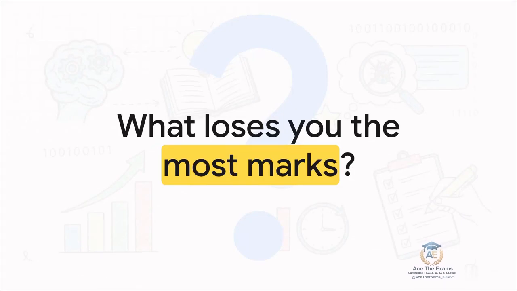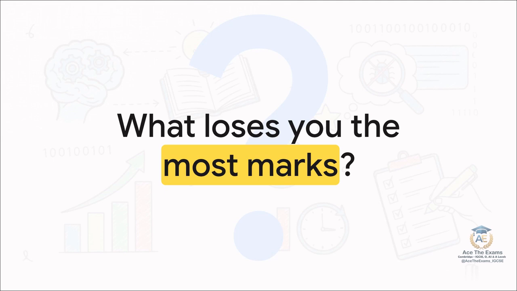So, let's test this right now. A data transmission error occurs in a banking system. You start writing your answer. What loses you the most marks? Is it A, providing the wrong definition, B, forgetting the context, or C, confusing your terminology? I want you to lock in your answer mentally right now. Go on, pick one. A, B, or C?